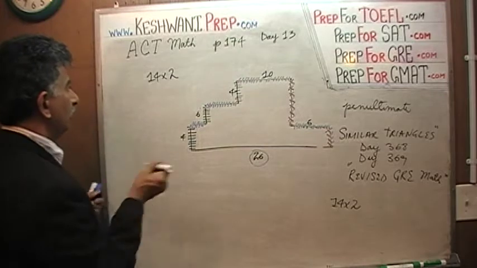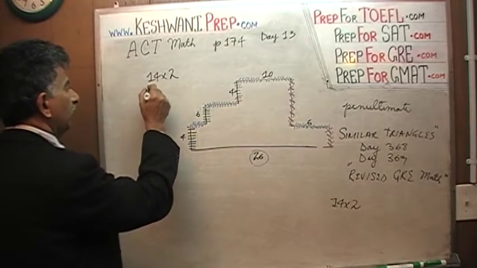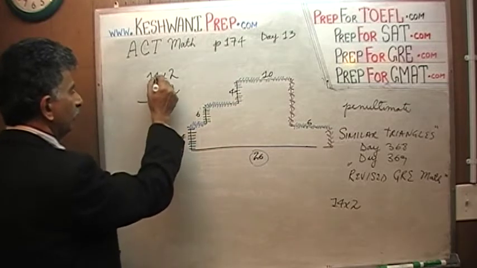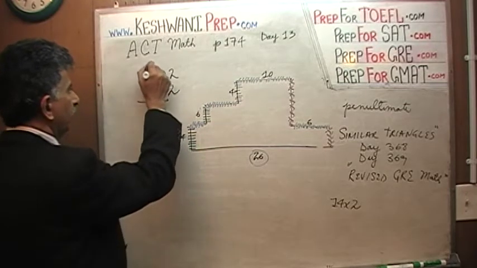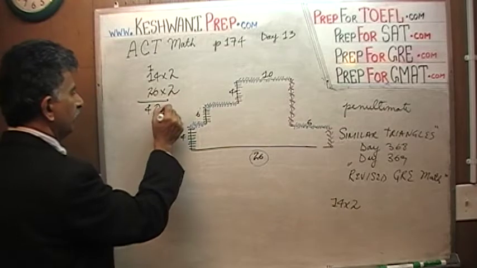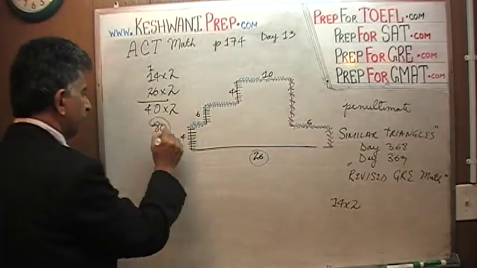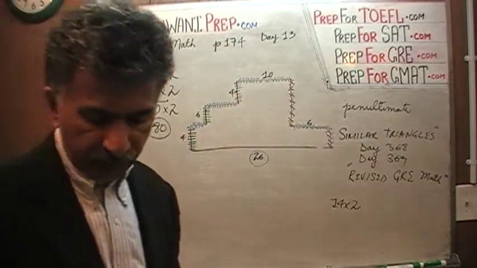So it's 14 times 2 and 26 times 2. Let's add them up. 4 plus 6 is 10, so that's 0, carry 1. So that's 40 times 2. Final answer is 40 times 2. That's it. The perimeter of this thing is 80.